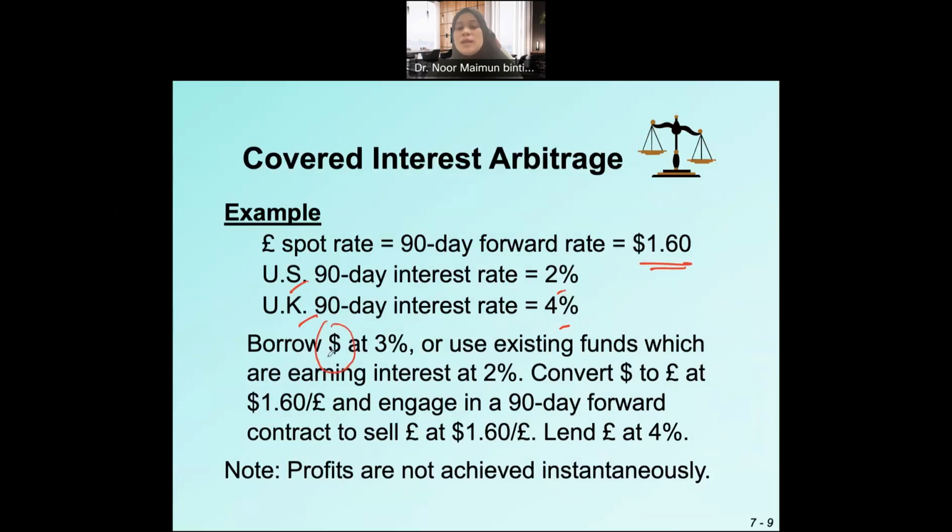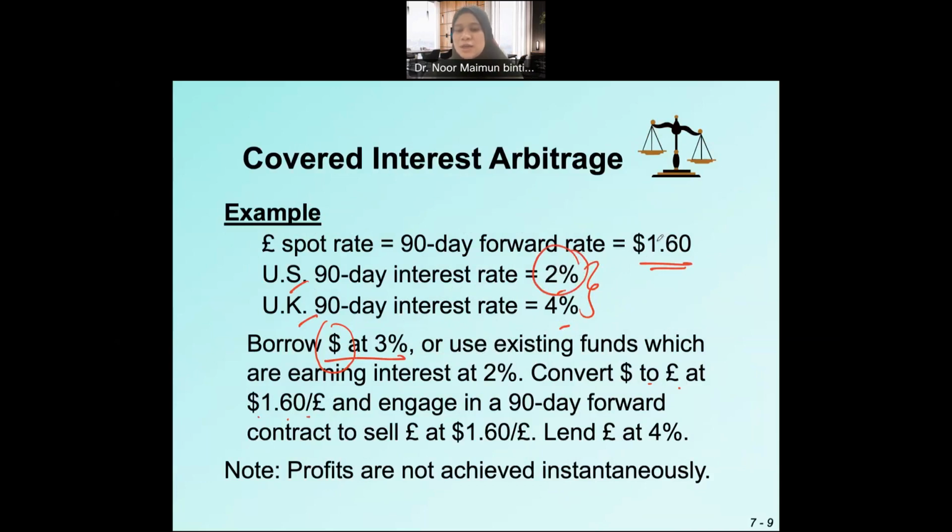So you borrow US dollars because you borrow at a very low price. Okay, borrow at 3% or use existing funds which are earning interest at 2%. And then convert US dollars to pounds at $1.60. So first you borrow at 3%. So in the middle here, borrow dollars at 3%, or use existing funds which are earning interest at 2%. So you can just use 2% as compared to the middle rate.